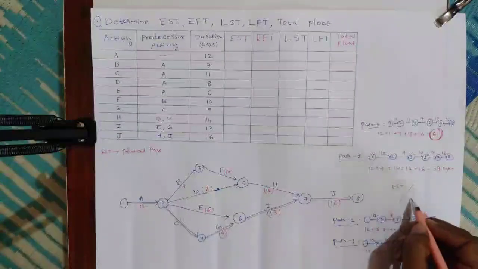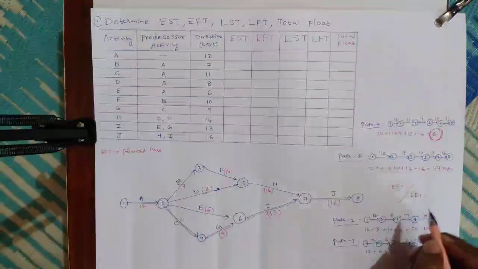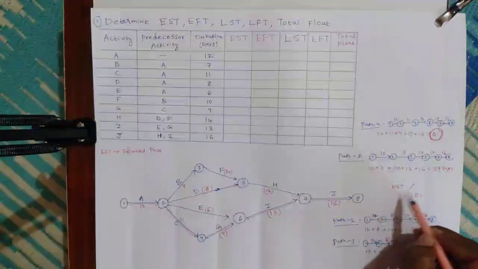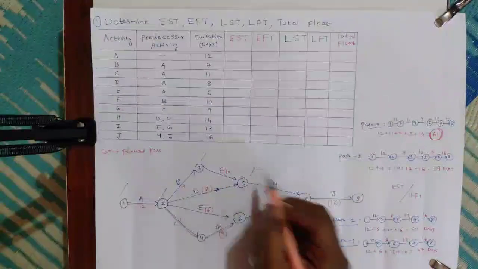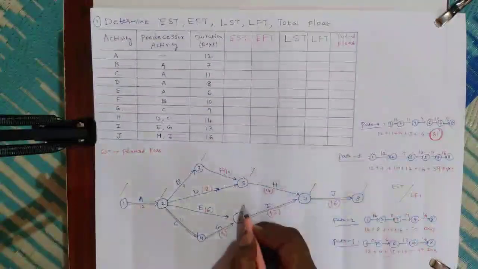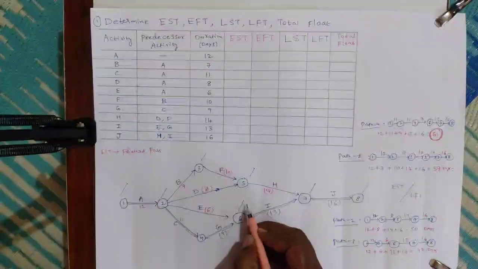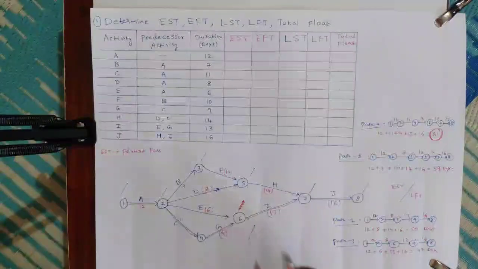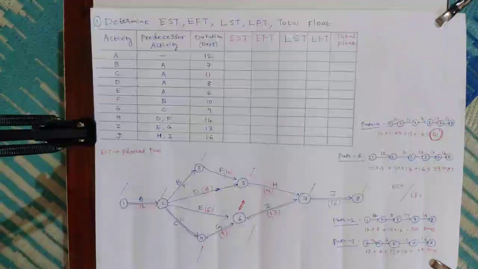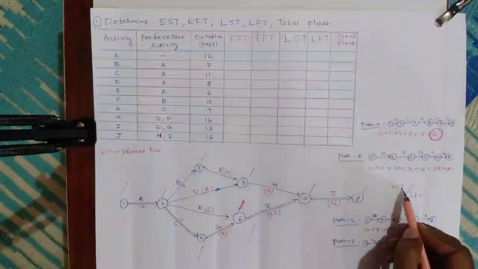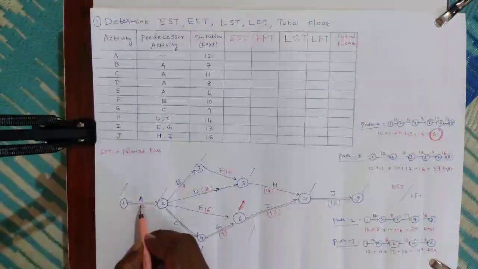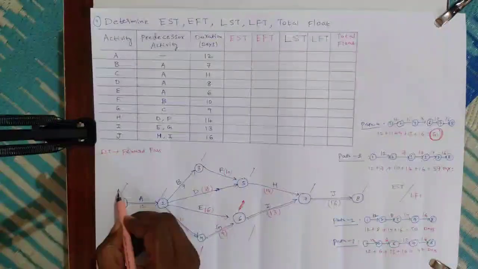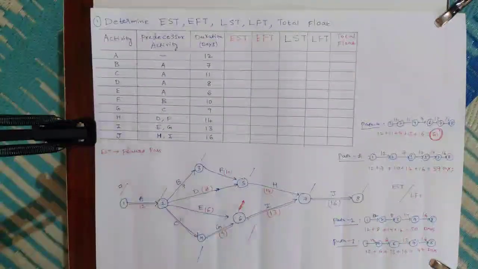Earlier start time and latest finish time. In this manner we will draw for all the events. If you see, first we will draw EST. EST means earlier start time. In order to start this activity A, from 0 only we can start. This is earlier start time, 0.